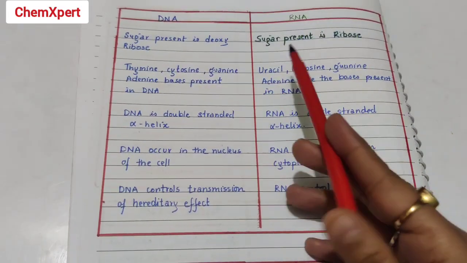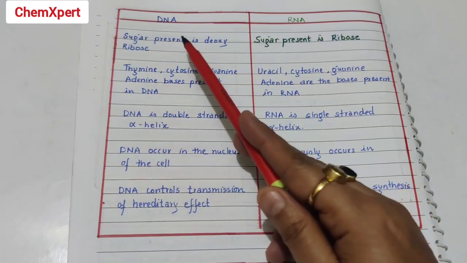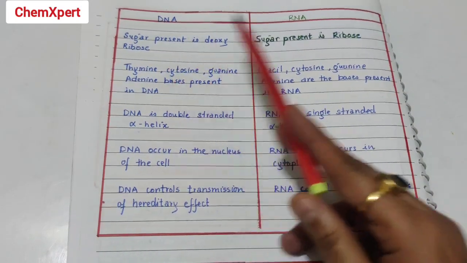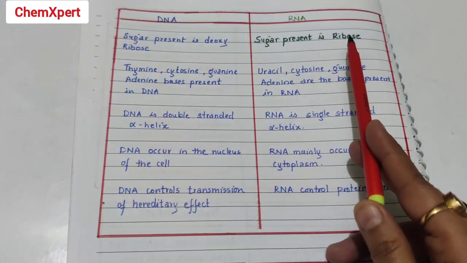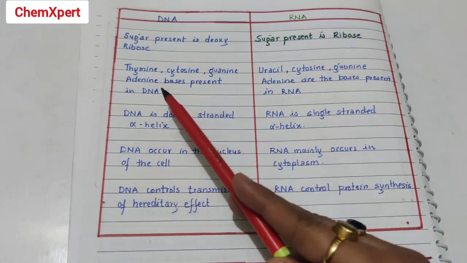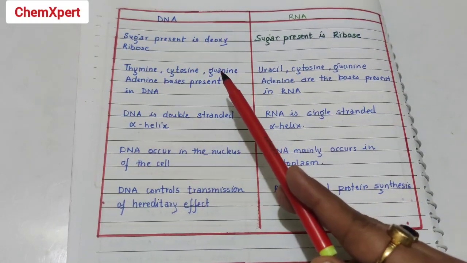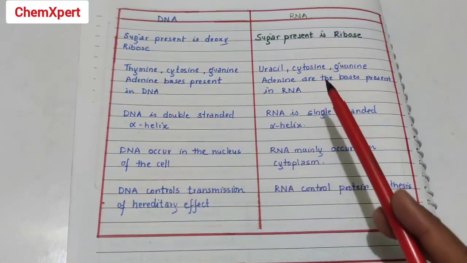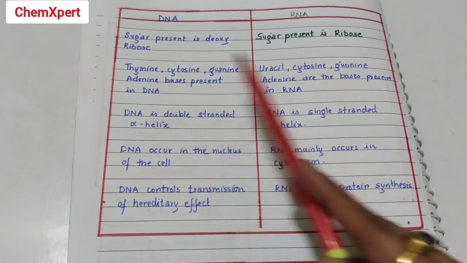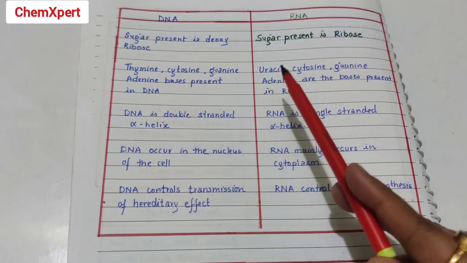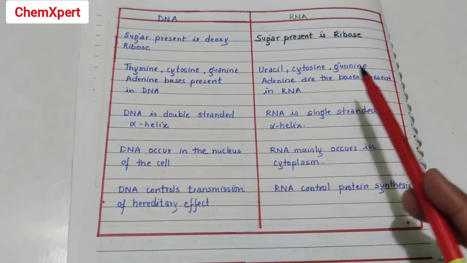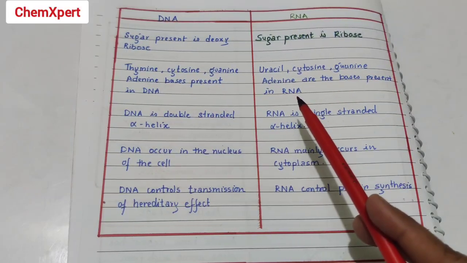Next important difference is between DNA and RNA. In DNA deoxyribose is present, whereas in RNA ribose sugar is present. The bases present in DNA are thymine, cytosine, guanine and adenine. In RNA, instead of thymine there is uracil, the rest are all the same. So uracil, cytosine, guanine and adenine are present in RNA.